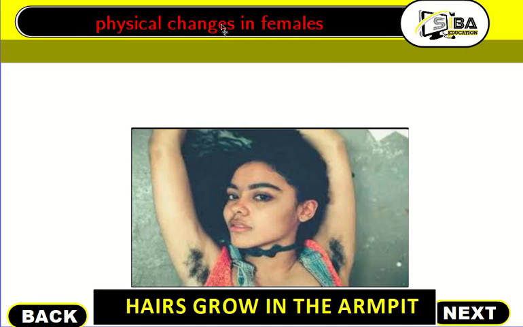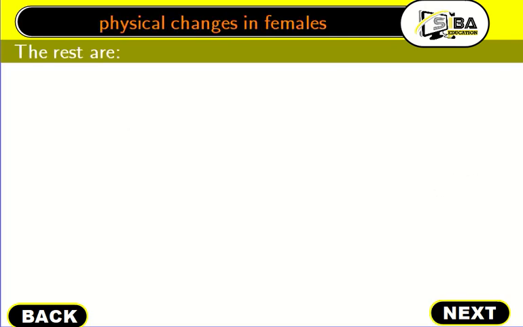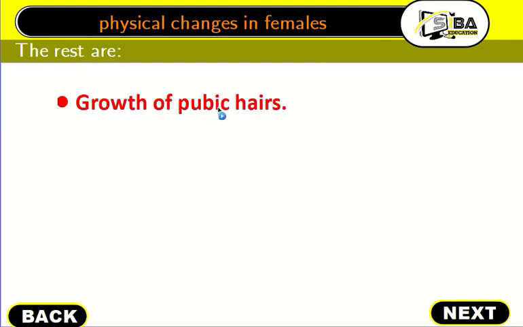The next change we see is also common growth of armpit hairs, and it's also common in females. They also grow armpit hairs. The rest are growth of pubic hairs. They also grow pubic hairs around their private parts. There is an increase in height and weight also for females.